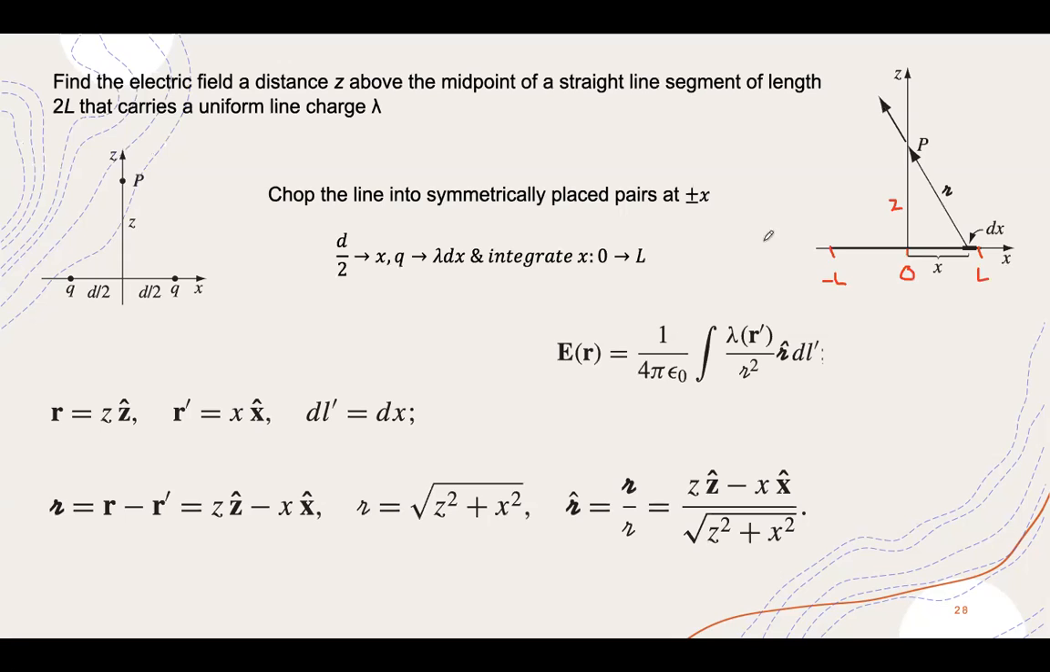In this diagram, to solve this, since we have to find this from the midpoint, I took this as an origin, and then I say that I have to integrate from minus L to L. But you may choose your origin like this, and you can integrate from 0 to 2L.